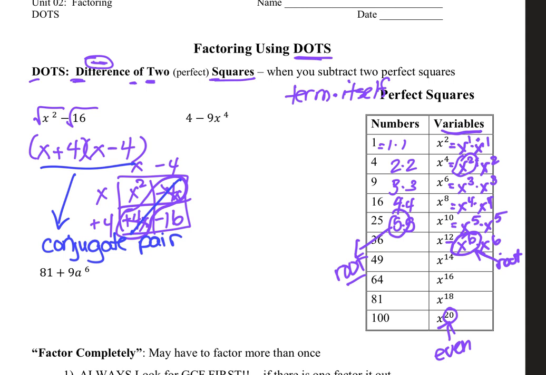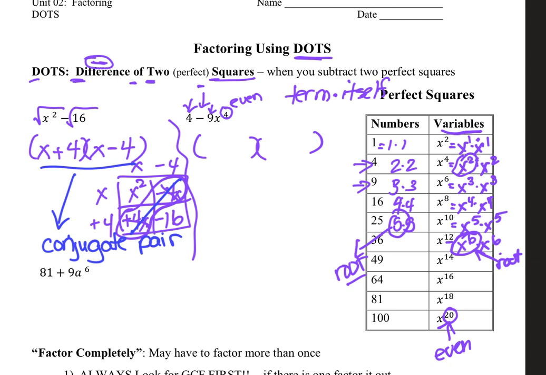For example, this one, 4 minus 9x to the 4th. Same idea. You have to check: is this a perfect square? I know it is, so I jumped the gun here. 4 is a perfect square, 9 is a perfect square, the exponent is even, and we have a minus sign. These are all the things we have to check. If any of those things don't happen, then you can't factor it this way. So it's important that you notice all the pieces.